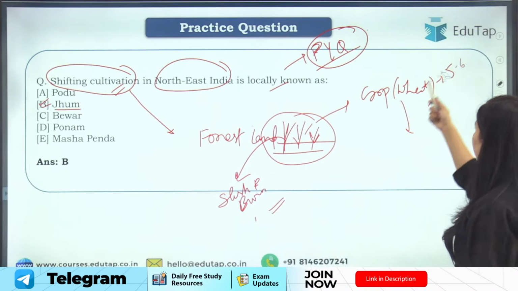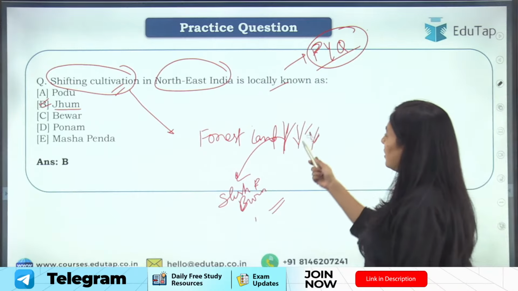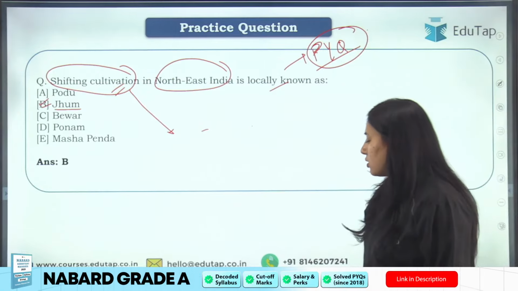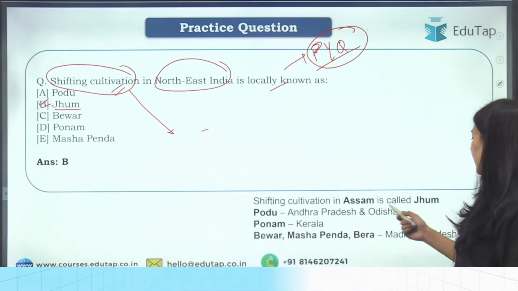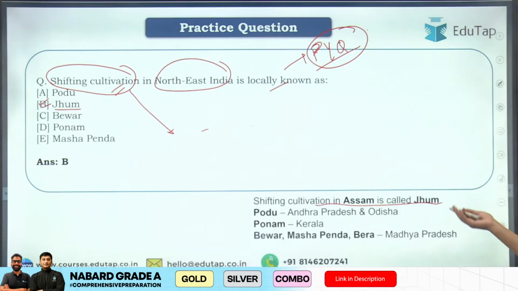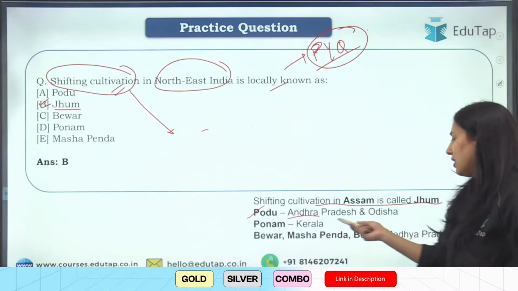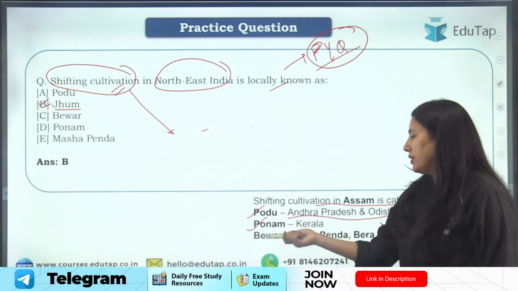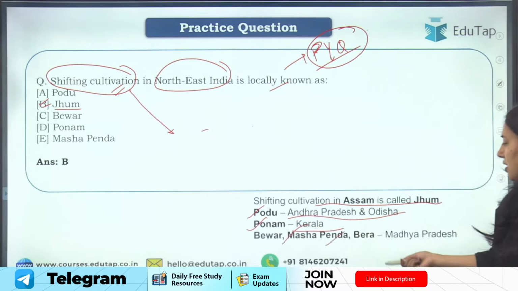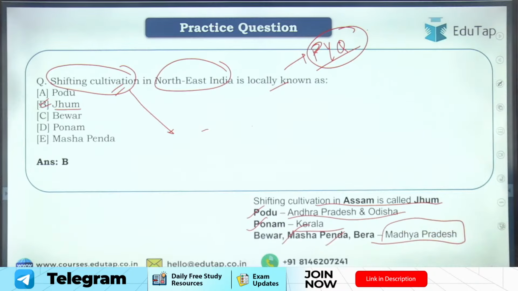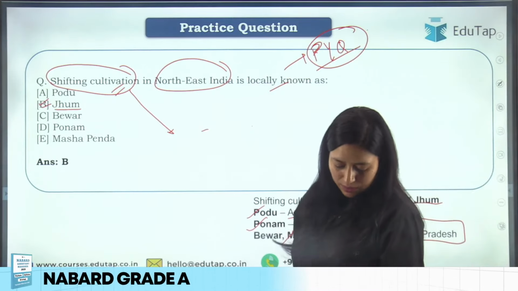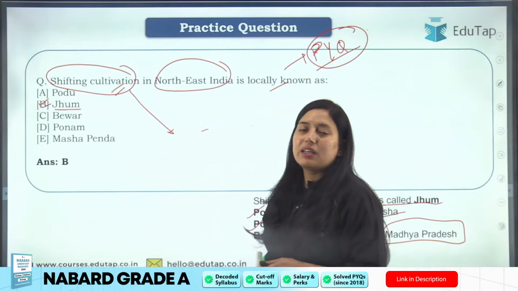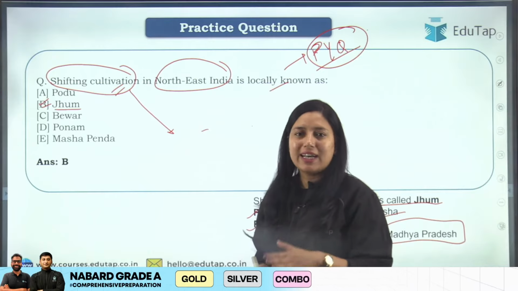Another name I have told you for shifting cultivation is slash and burn cultivation. Okay? And in the northeast side of our country, it is also known as zoom cultivation. In Assam or northeast India, it is called zoom. Podu, it is in Andhra Pradesh and Odisha. Okay, that is the term given to this in Andhra Pradesh and Odisha. Ponam in Kerala, Bewar or Mesha, Penda or Bera in Madhya Pradesh. Clear? So these are the different names of shifting cultivation. But now it is not adopted. Shifting cultivation is not further adopted by the farmers. It has been banned. Okay.